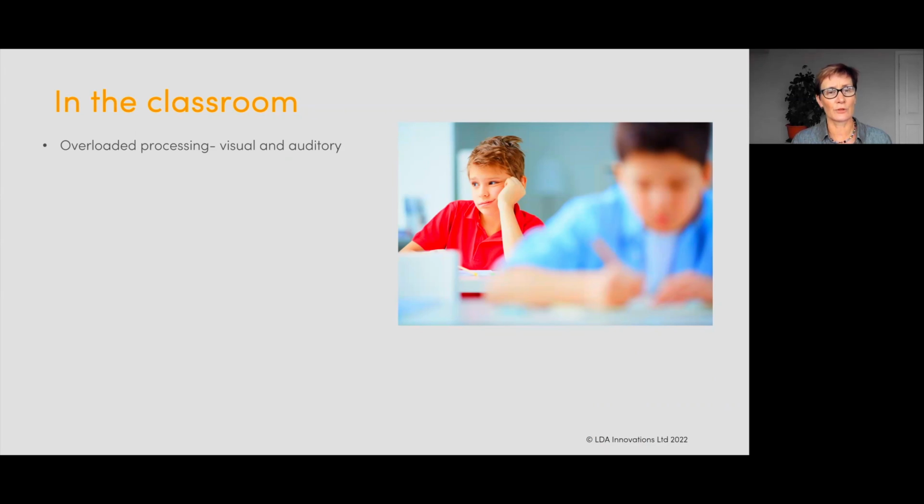So if you have a student with overloaded processing, what you might see in the classroom is that they may be distracted. They may be moving around in their seat a lot or daydreaming. And what it feels like for the student is that it feels like their head hurts. It's just too much and they've disengaged. The other thing that can affect overloaded processing is their anxiety. So anxiety will reduce the capacity they have to process information.